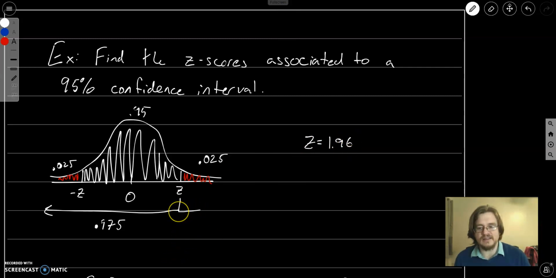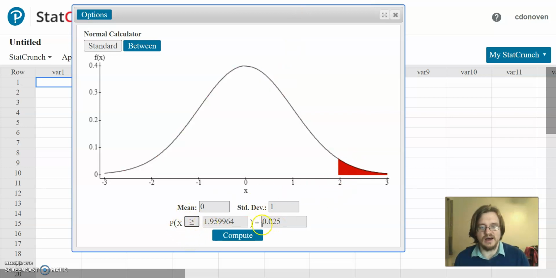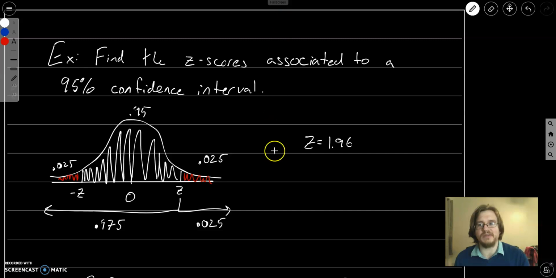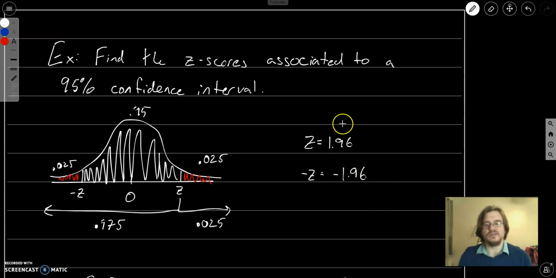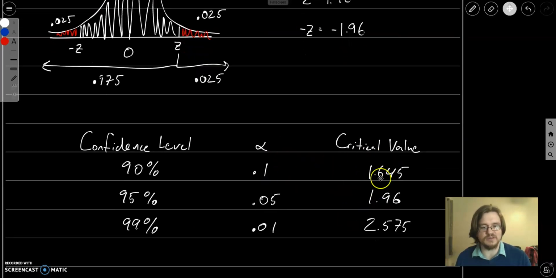The other way of calculating this, the area to the right, should be 0.025. So let's see if we get the same thing. If I switch and look at greater than, this area is going to be 0.025, and we have the same z-score. So everything looks correct. Negative z on this side is just going to be negative 1.96. So this z-score would be used to calculate the range of values in our confidence interval. And there are just a couple of other critical values here.